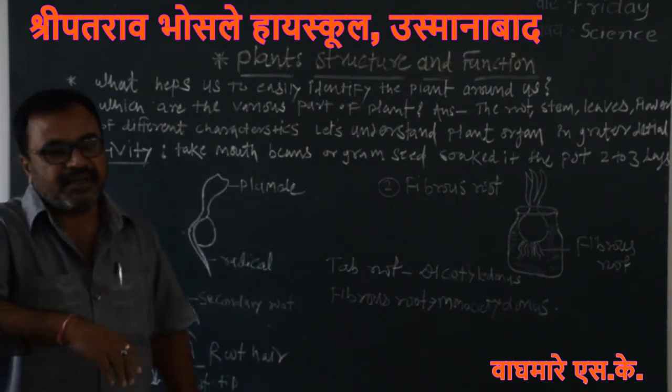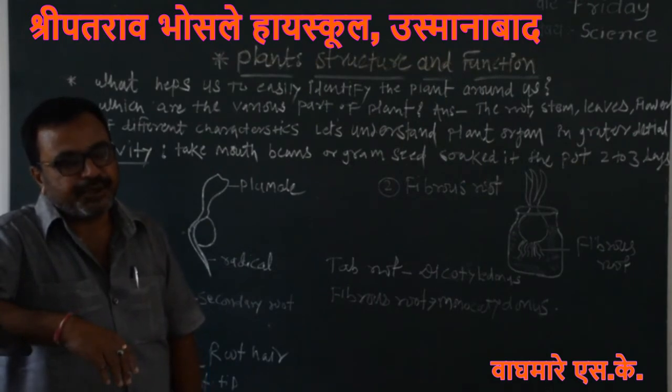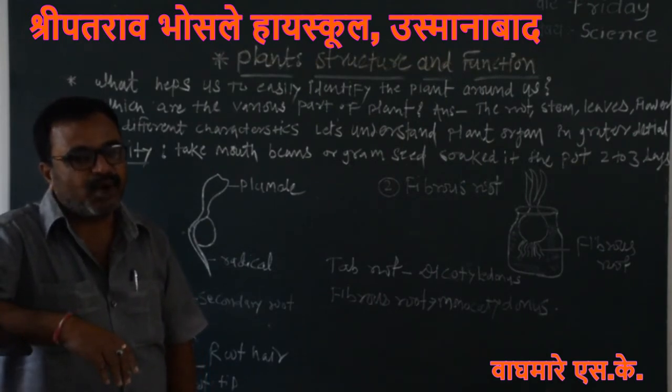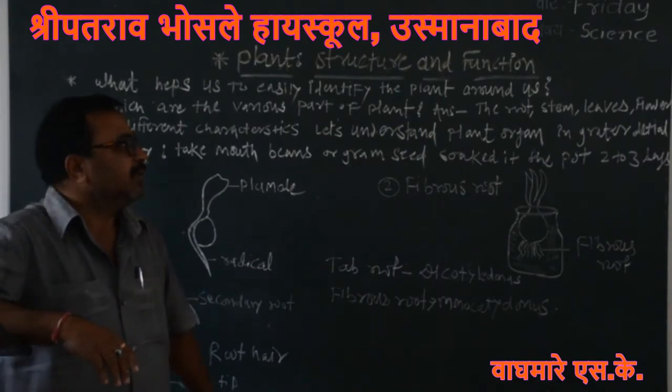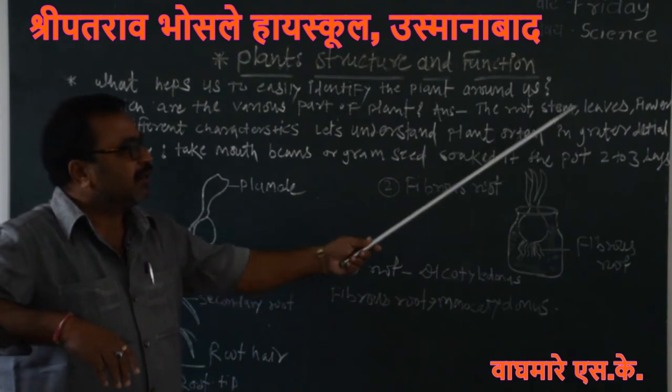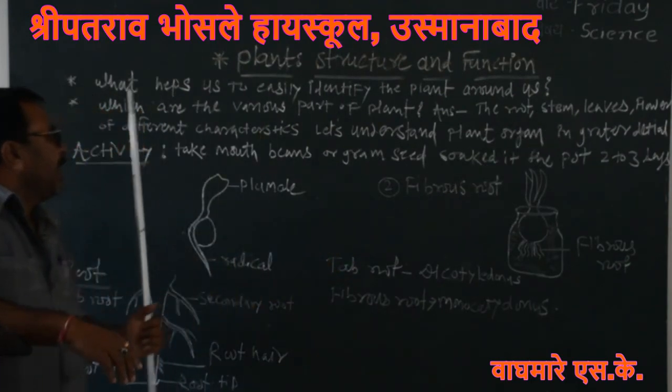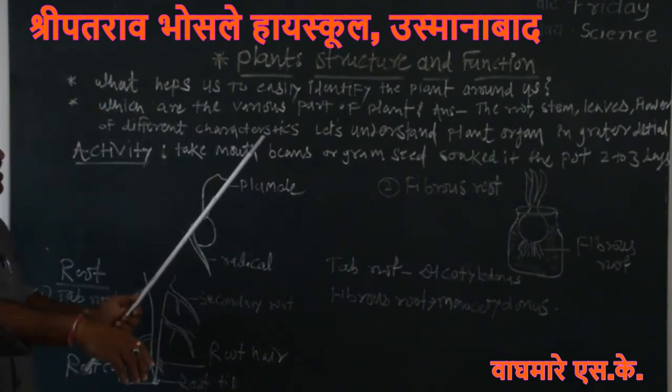Plants have various parts. Due to these parts we can identify the plant body, because in the environment so many plants are living. Out of that, these plants having the root, stem, leaves, flower have different characteristics.